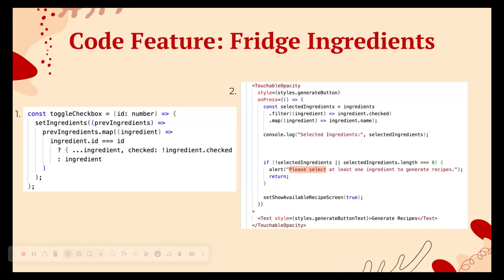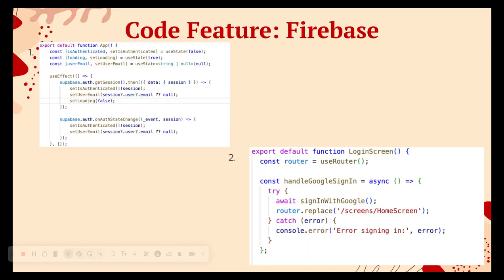For the fridge ingredients, the users can tap on any ingredient to select or deselect it, and this will update the check state by toggling the check property of the tapped ingredient. This lets us track which ingredients the user wants to use. Based on those ingredients, they can click the generate recipe button, which will collect all the selected ingredients and pass them to the available recipe screen. Based on which recipes contain the most ingredients from their pantry, it'll come up with a list of 10 most relevant recipes. If nothing's selected, it'll show an alert reminding the user to pick at least one ingredient.